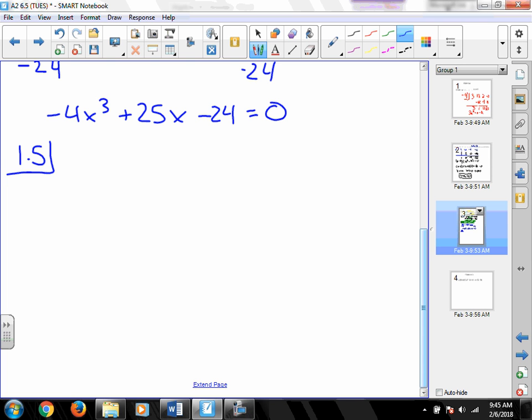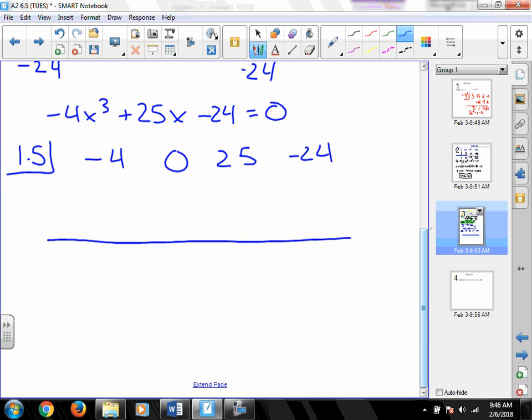Do I have every power of X? No, what am I missing? Good, so what do I need to do? We need to put that 0. So your coefficients are going to be negative 4, 0, 25, negative 24. Drop our negative 4 down. Negative 4 times 1.5 should be negative 6. So 0 plus negative 6 is going to give me negative 6.